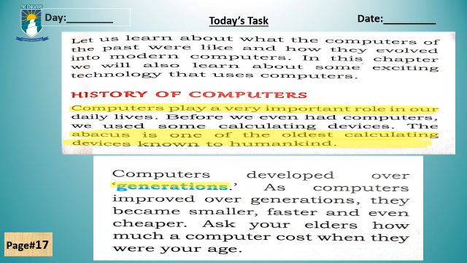Before we even had computers, we used some calculating devices. The abacus is one of the oldest calculating devices known to humankind. Computers developed over generations. As I told you the term generation, as computers improved over generations, they became smaller, faster and even cheaper. Ask your elders how much a computer cost when they were your age.